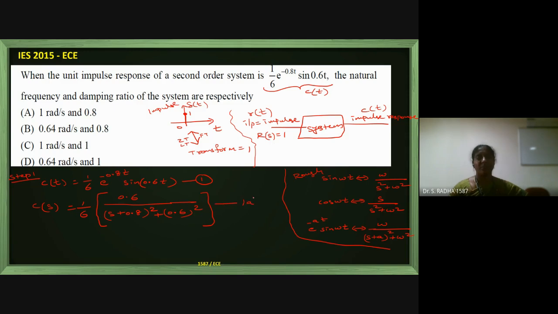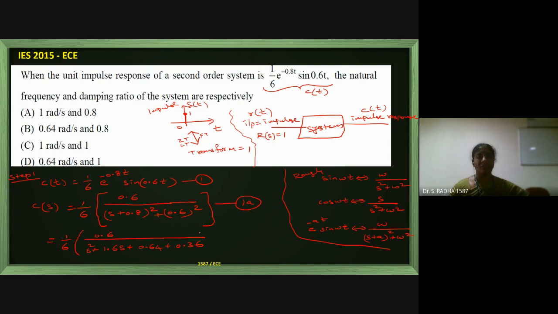This is 1a. Upon simplification, when you simplify, what will happen? 1 by 6. This is 0.6 whole divided by s square plus 1.6s plus 0.64 plus 0.36. You can just check what is happening here. Denominator a plus b whole square, I have just expanded a square plus 2ab plus b square, and 0.6 whole square, I have written 0.36.